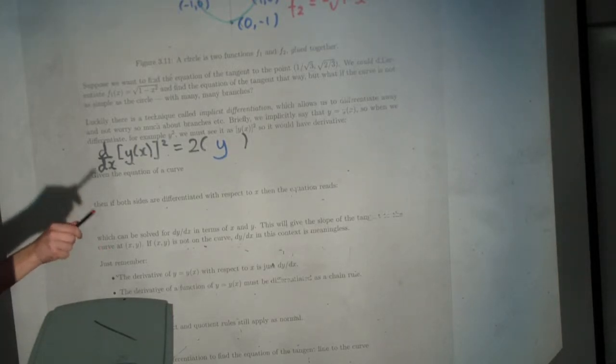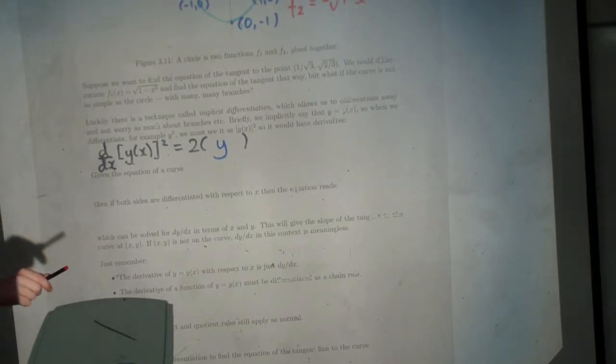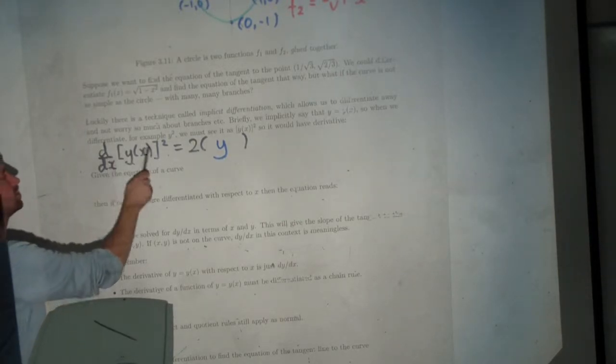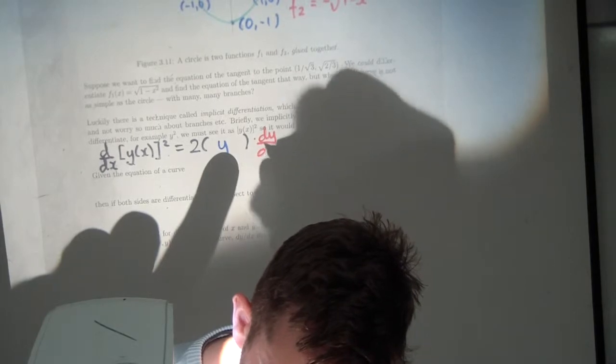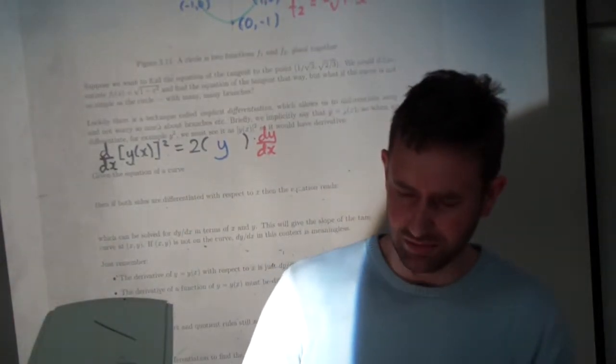So if I don't know what y of x is, I don't know what y is, what am I going to write down as its derivative? I just have to write down the derivative of y with respect to x. That's dy over dx? dy dx, yeah. Now this written here seems like complete nonsense.